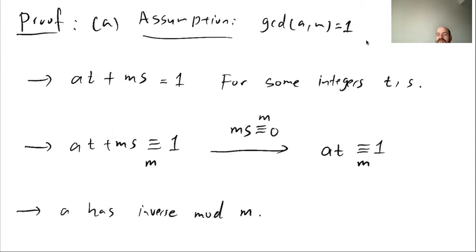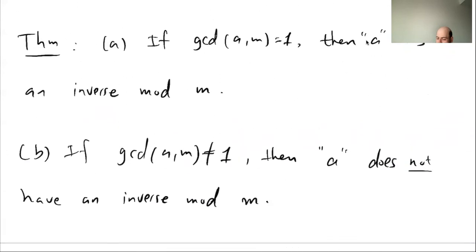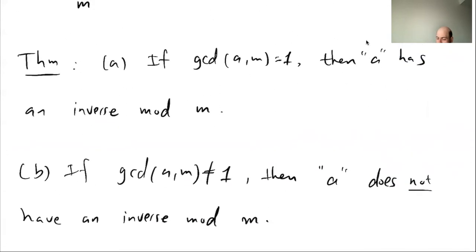I wanted to show that A has an inverse mod M. And what is the meaning of having an inverse mod M? It means there's another number that when I multiply those, I get 1 mod M. So there you are, I showed A has an inverse mod M. Now for part B, if GCD is not 1, then A does not have an inverse. So I want to show that A does not have an inverse mod M in this case.